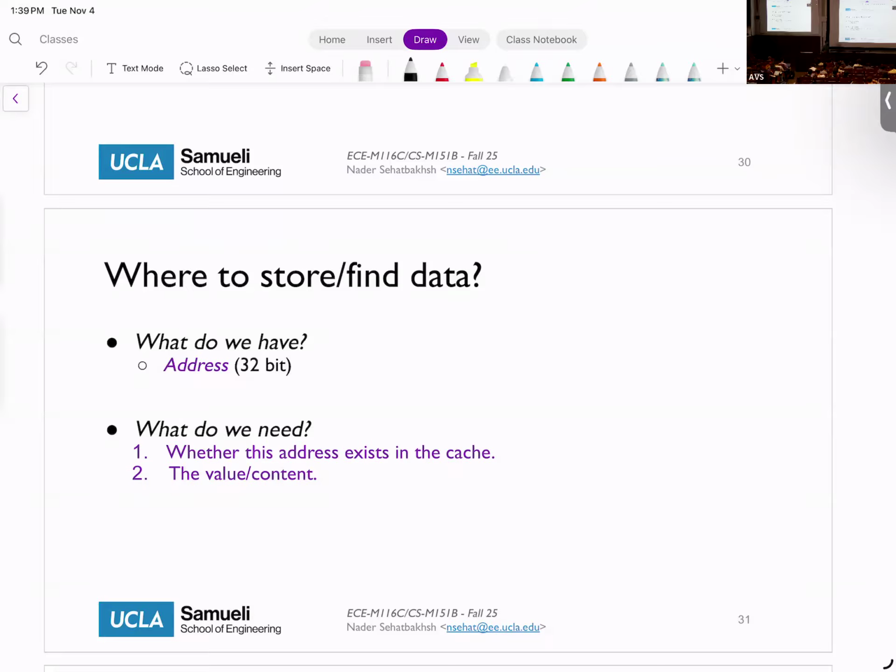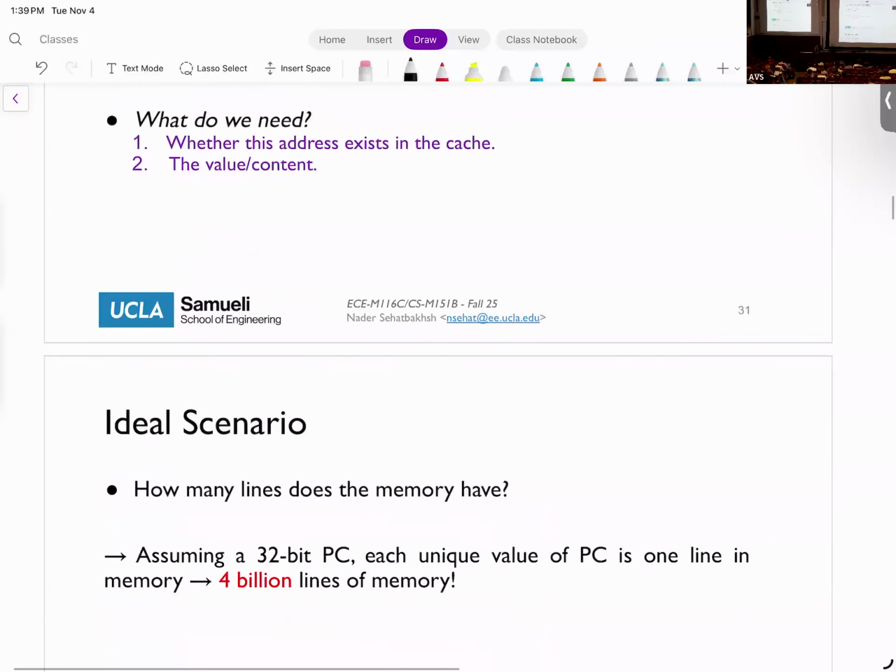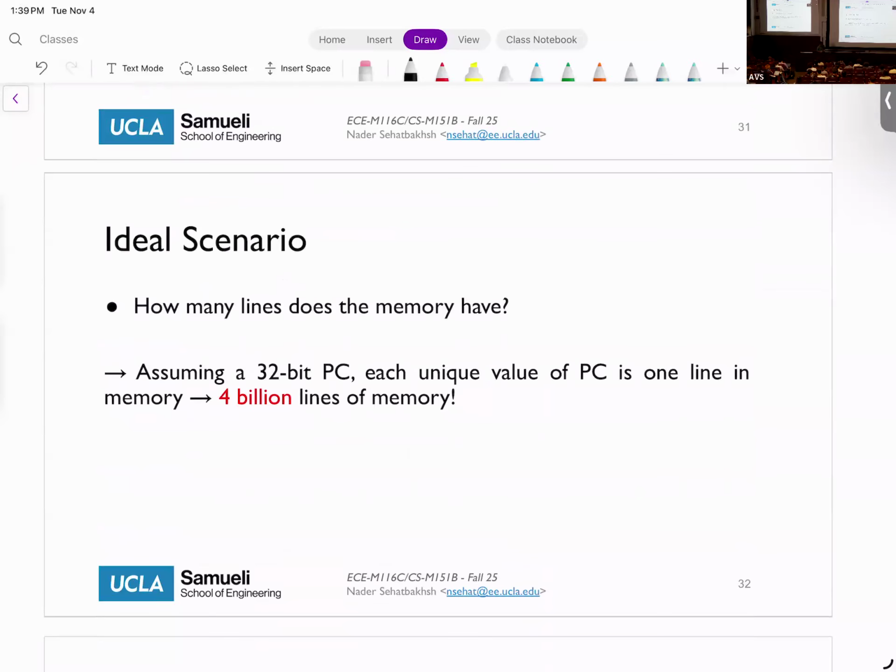What we need is 2 things. First of all, we need to determine whether this data is available and does exist in the cache. Essentially, we need to decide whether this is a miss or a hit. And then the second thing is that if this is a hit, we need to also provide the data, so we need to provide the content. So there are 2 things that we need to do in designing the cache.